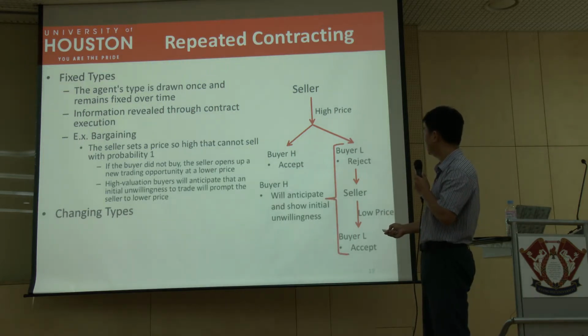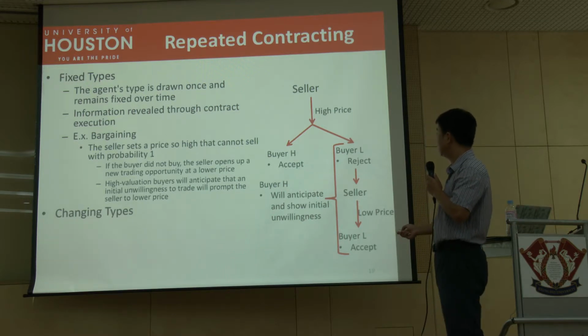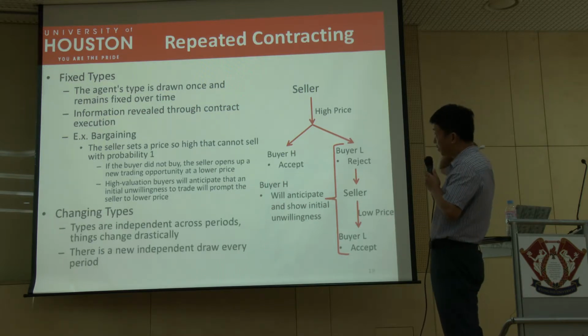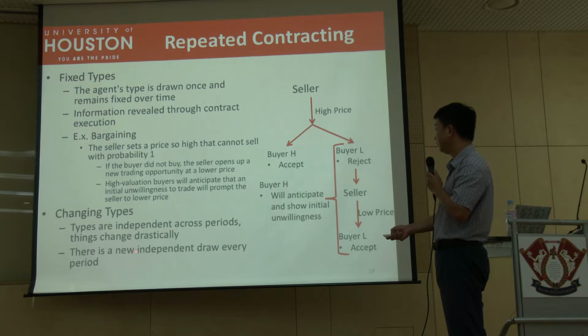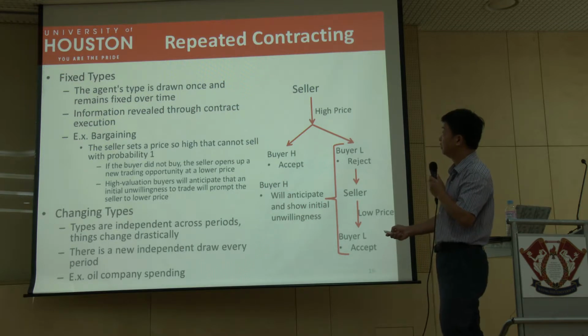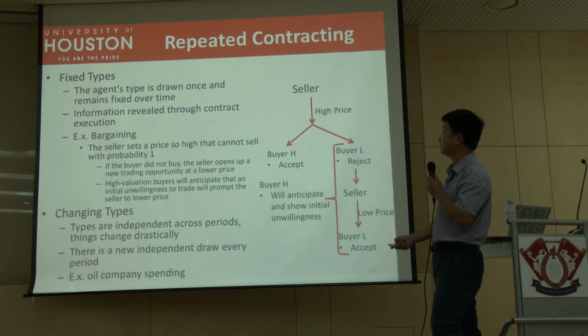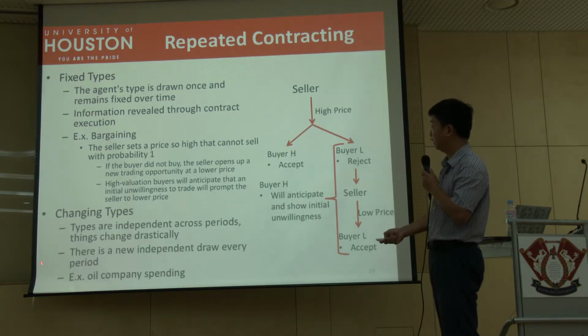And then the buyer will try to guess the seller's information, his unwillingness to do that. But on the other hand, for this changing type, the types are independent across periods. Things can change dramatically. So there's a new type every time. In other words, the type might be changing. So in this case, we need to design a new kind of solution for this.